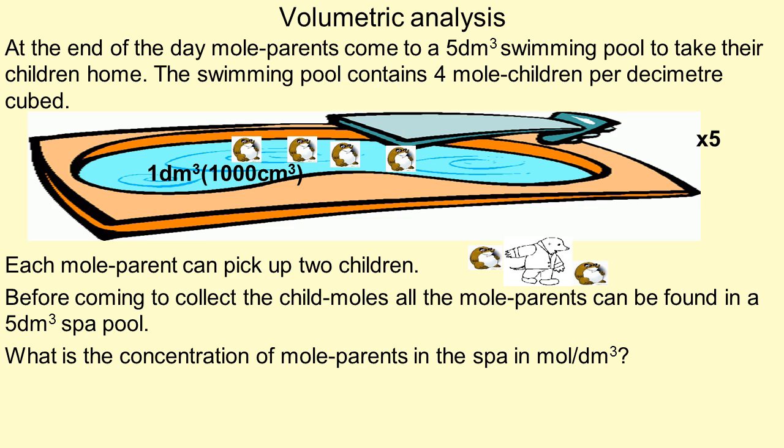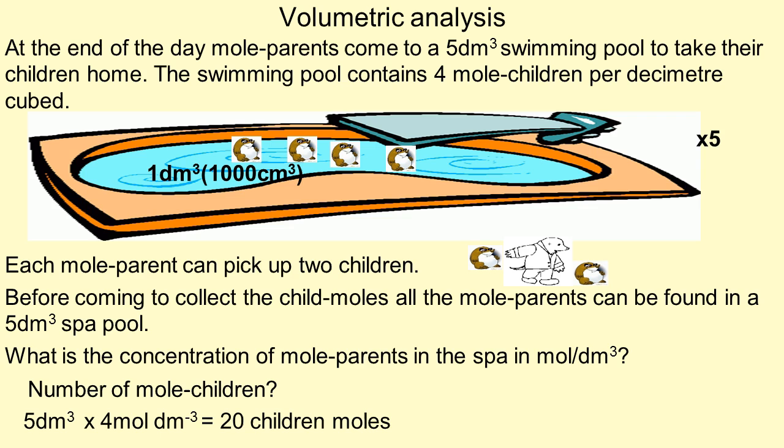Before coming to collect the mole children, all the mole parents can be found in a 5 decimeter cubed spa pool. What is the concentration of mole parents in the spa in moles per decimeter cubed? The first stage is we need to work out how many mole children are present. We have 4 moles for every decimeter cubed, and as we have a 5 decimeter cubed pool, it will be 4 times 5, giving us a total of 20 mole children.